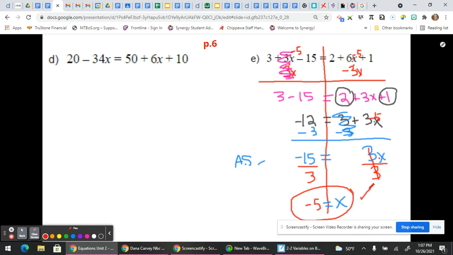So that's definitely a little bit more complicated. If you flip to page 7, let's do one of those level 3s there, and then we're going to get to our special cases.